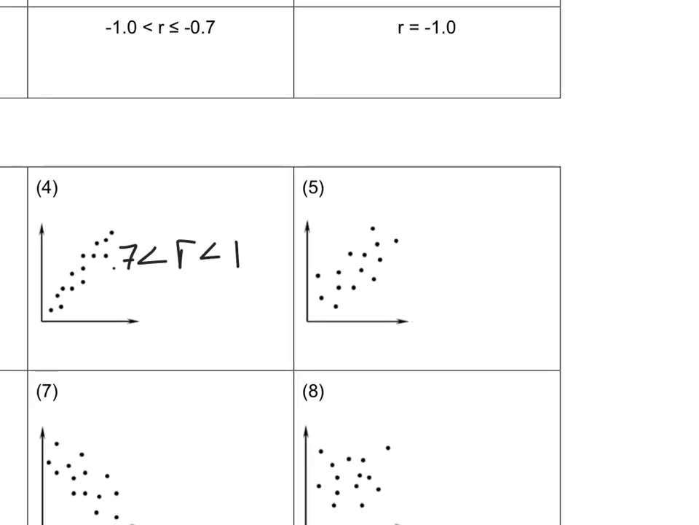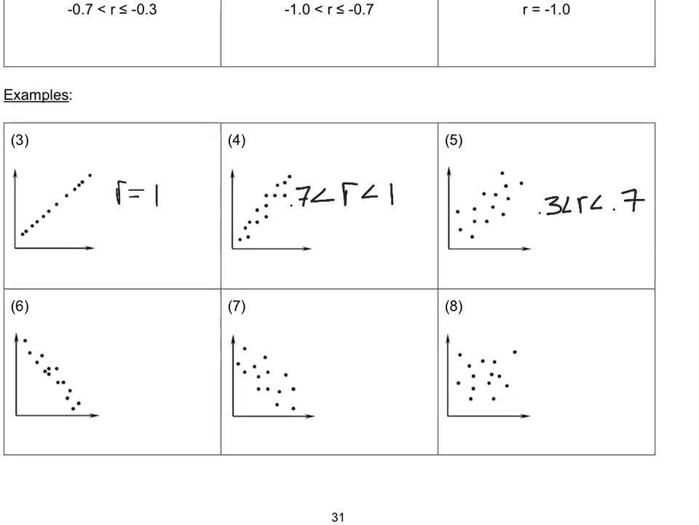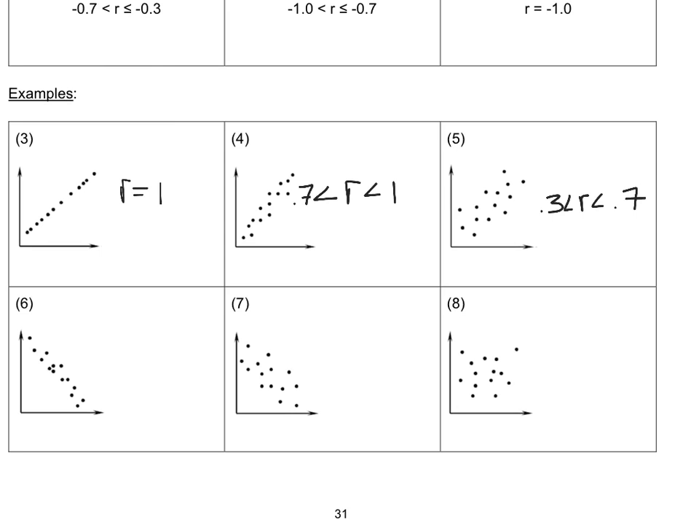All right. So the next one would be 0.3 to 0.7. So for some reason you need to know this. I don't know why. What about the one after that? Negative 0.7. What would you say? -1? You need to put the point 0.